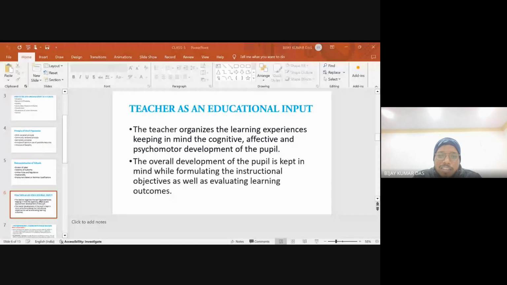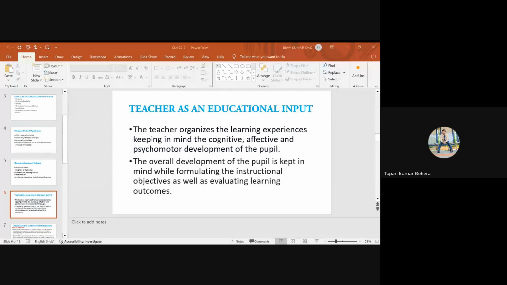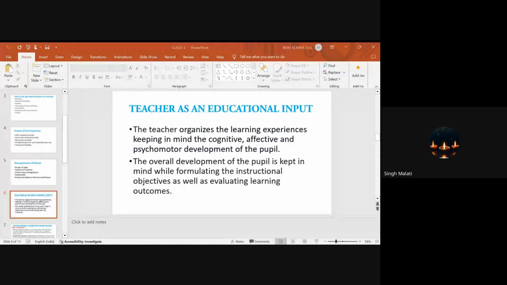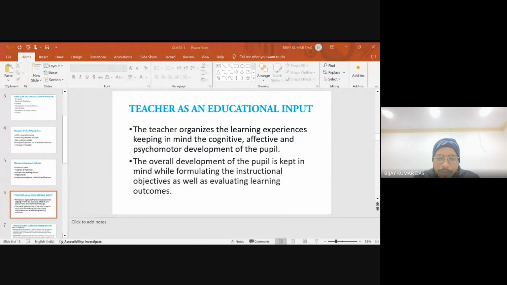Anybody agree or disagree with this concept? Question: teacher as an educational input. Are you agree with this? Agree, sir. How can you tell me? Can you tell me please?